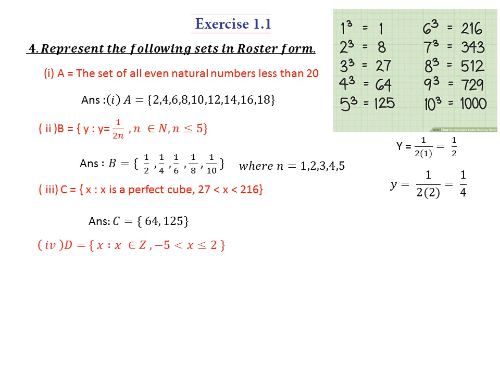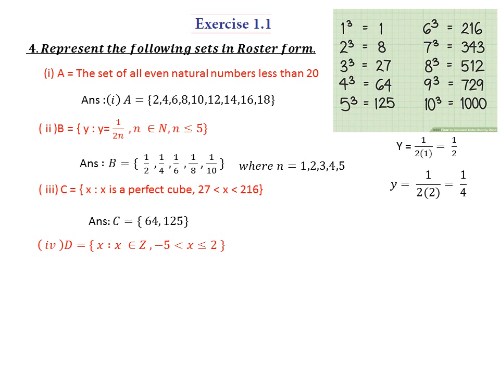D is equal to the set of all x such that x belongs to Z, minus 5 less than x less than or equal to 2. So you know that integers, Z means integers. So it has positive and negative values. So minus 5 less than x, so you should not take minus 5. Less than or equal to 2 means you have to consider 2 also. You have to list out 2 also.